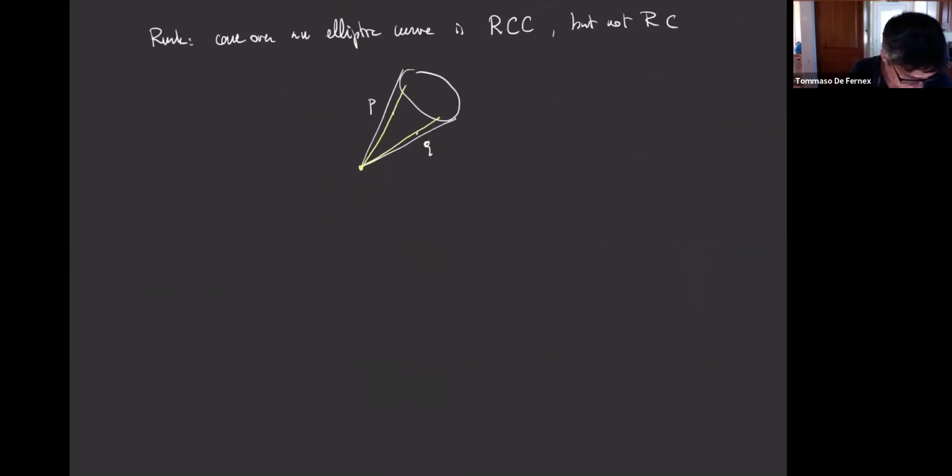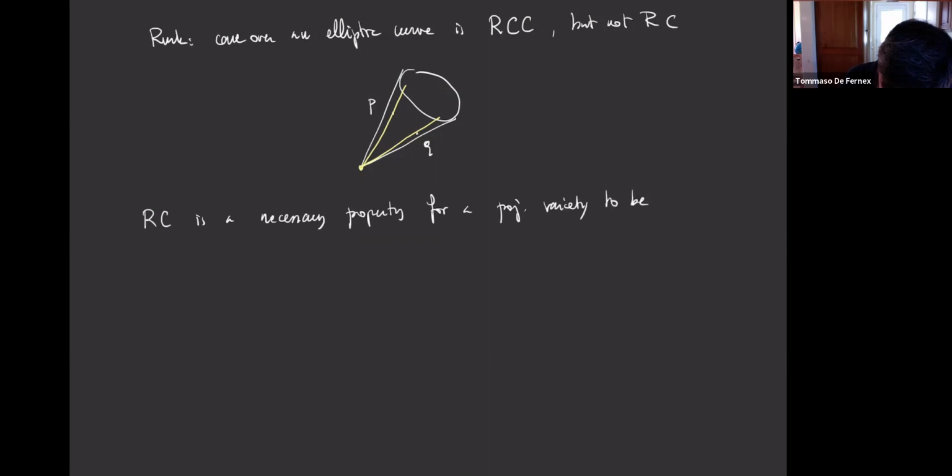So one way of thinking about this is that rational connectedness is a necessary property for a projective variety to be rational, or unirational in fact. Because I have a rational map from P^n, take two general points, just lift them up, and just take the line to those two points. The image would be the desired rational curve.